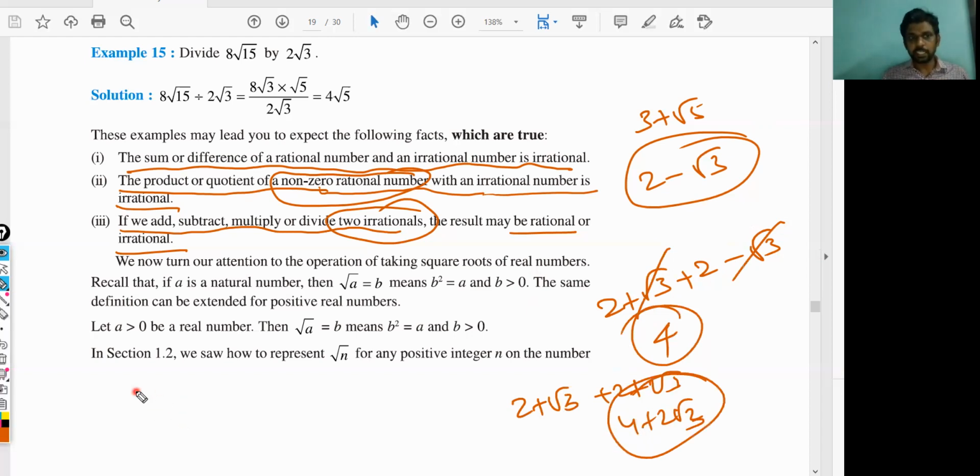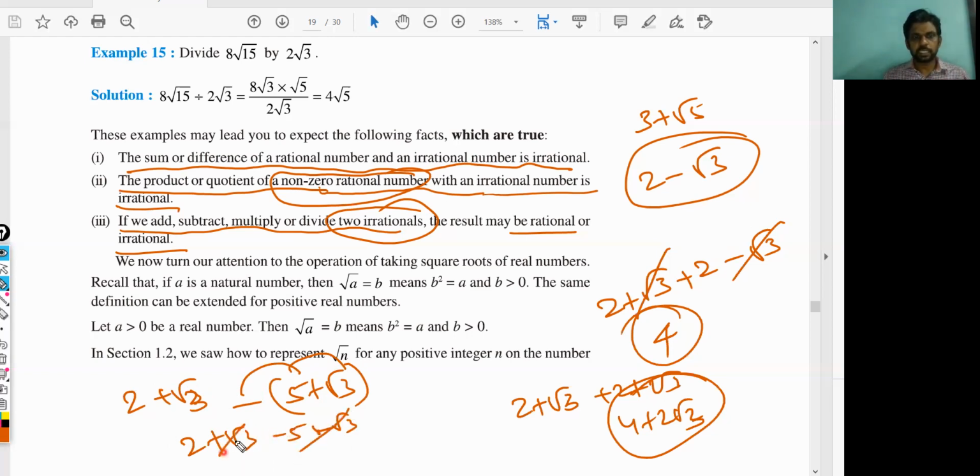Or in subtraction, consider 2 plus root 3 as one number and 5 plus root 3 as the other number. If I'm subtracting these two, I have to put brackets, so this negative sign belongs to both 5 as well as root 3. So 2 plus root 3 minus 5 minus root 3. These two get cancelled, and then I'll have 2 minus 5, which is minus 3, which is rational again. So it can be rational when you are subtracting, and it can be irrational also. Fine, simple.